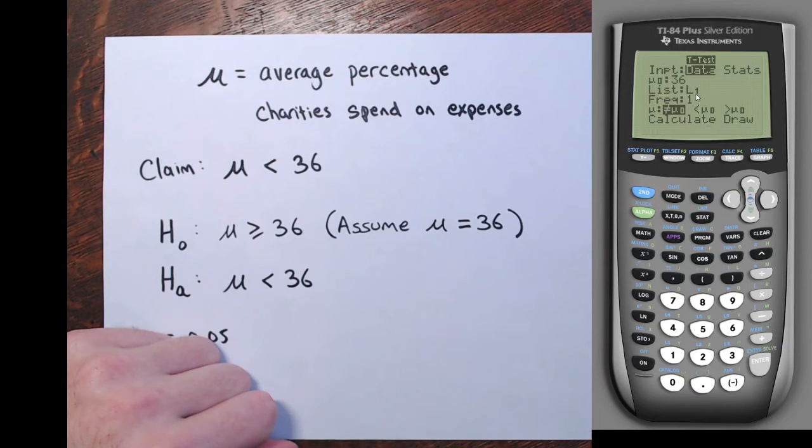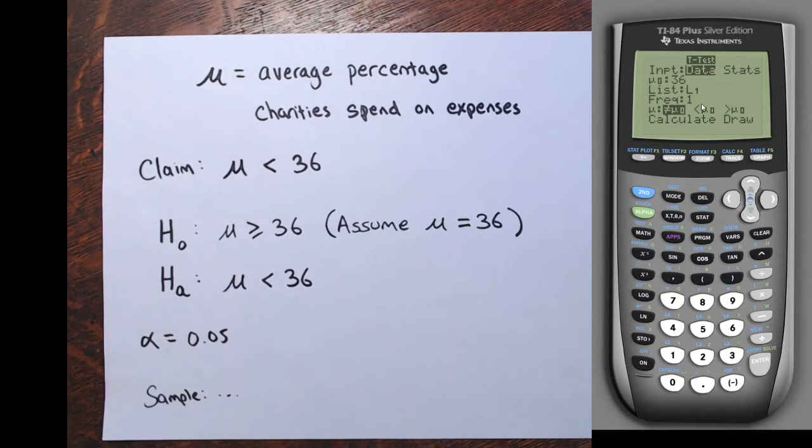Where was your list of data? Well, I already had it down in list L1. If you have it down in L2, just hit second then 2, or L3, hit second then 3, whatever. But I have it down in list L1. The frequency, there is no frequency list here or probability list. So just leave this frequency as 1. Every single value is counted 1 time.